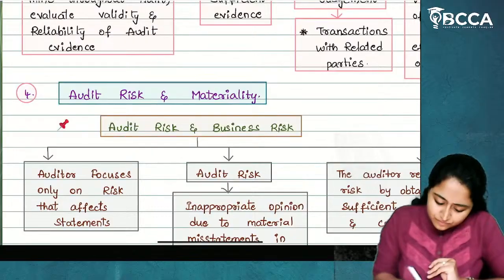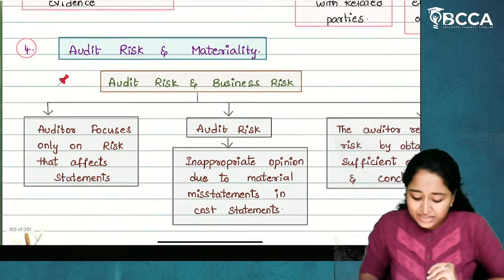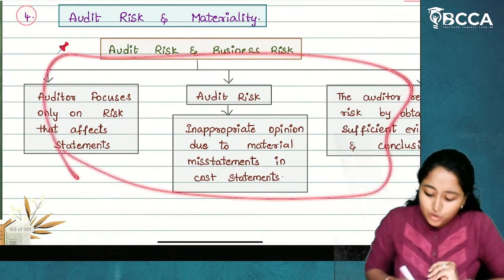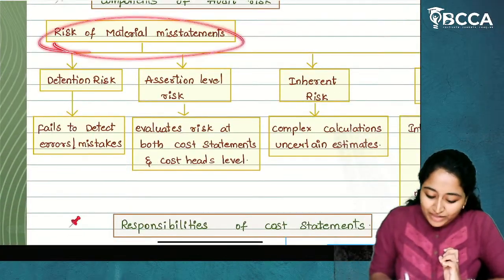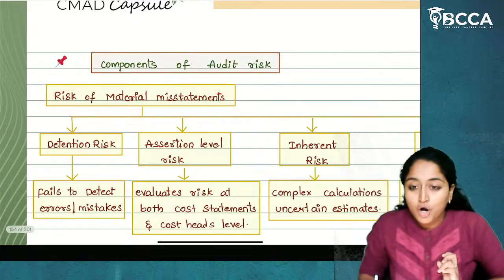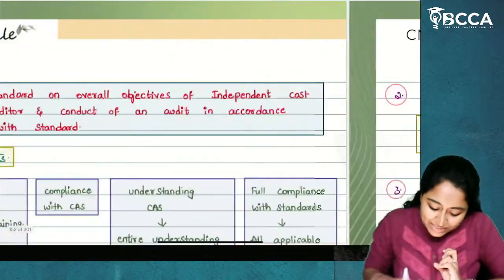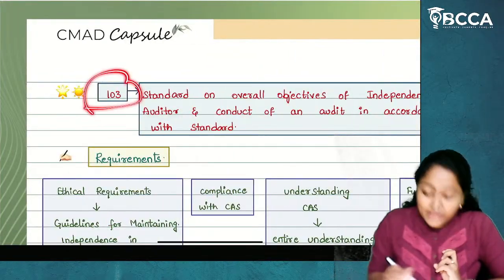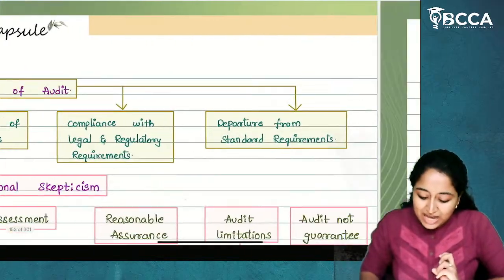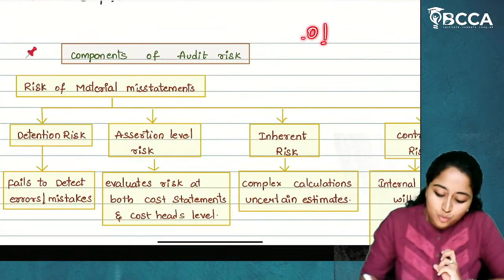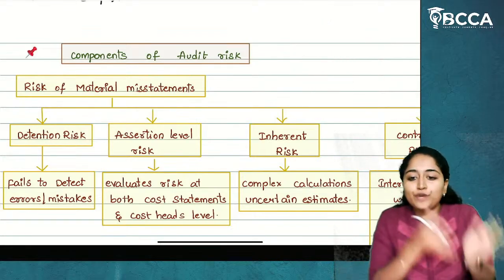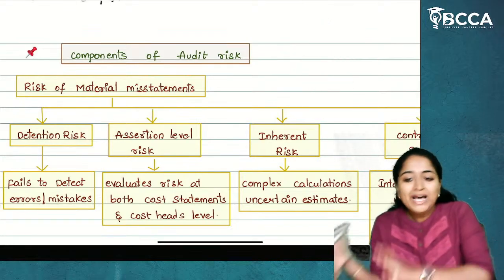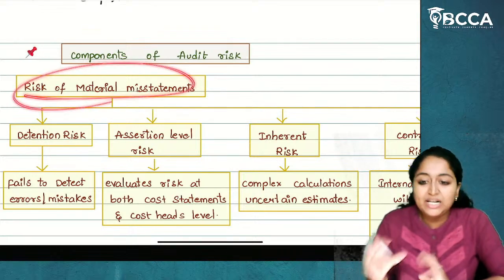Audit risk and materiality. So how the auditor has to focus on the risk of material misstatements, and the components of audit risk. This has been tested from which standard? 103. And similarly, we have risk in 101 also, 102 also, 104 also. So this is a combination of 101, 102, 103 and 104, and they have asked about risk of material misstatement.